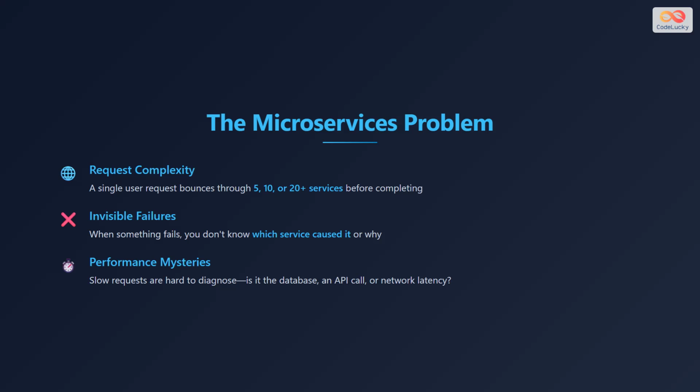Let's understand the problem tracing solves. In modern systems, a single user request bounces through 5, 10, or even 20 or more services before completing. When something fails, you don't know which service caused it or why. And when requests are slow, you can't easily tell if it's a database issue, an API call bottleneck, or network latency. This is where tracing becomes essential.